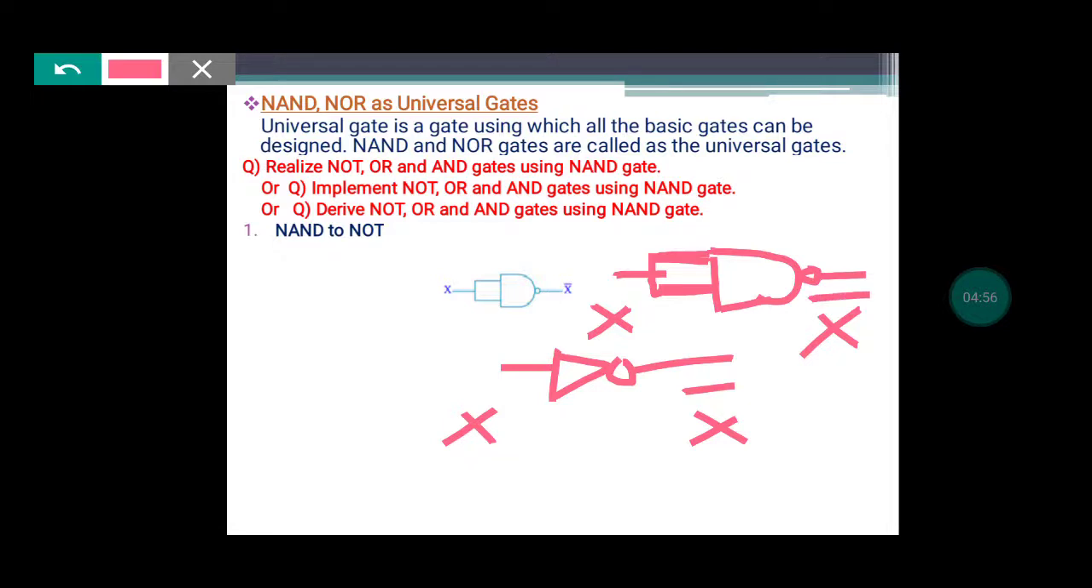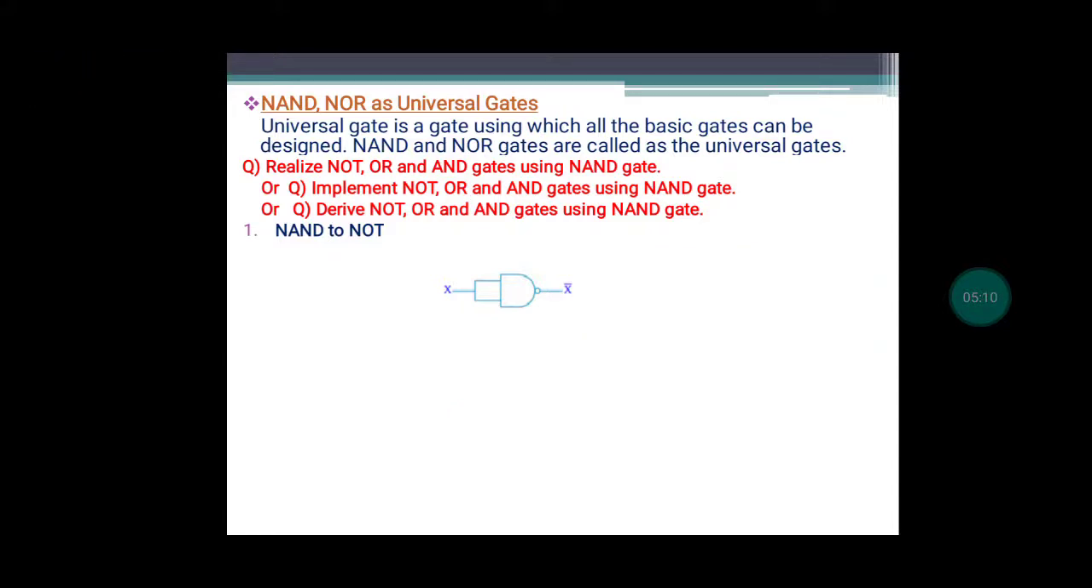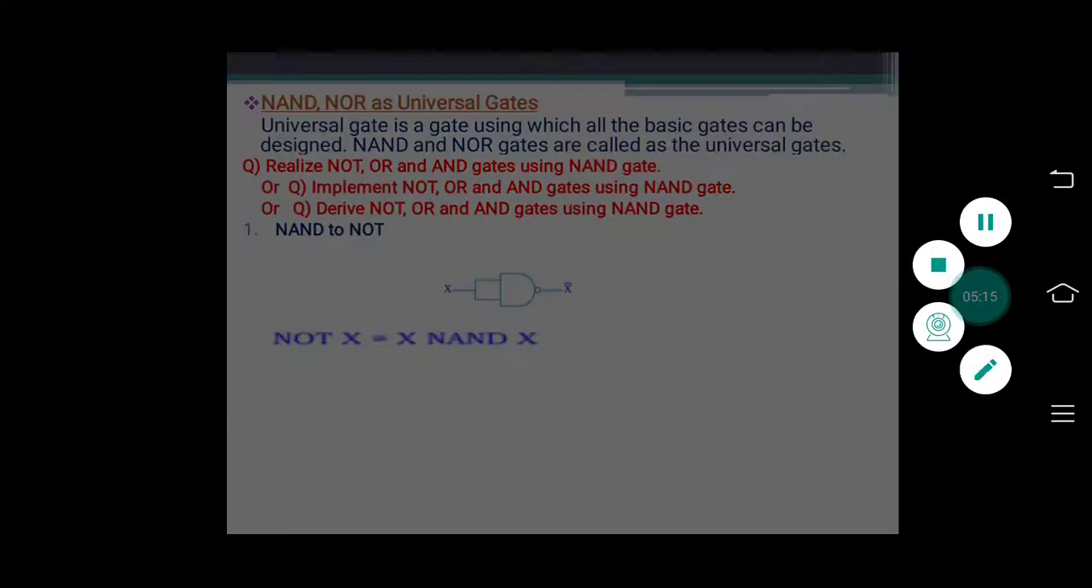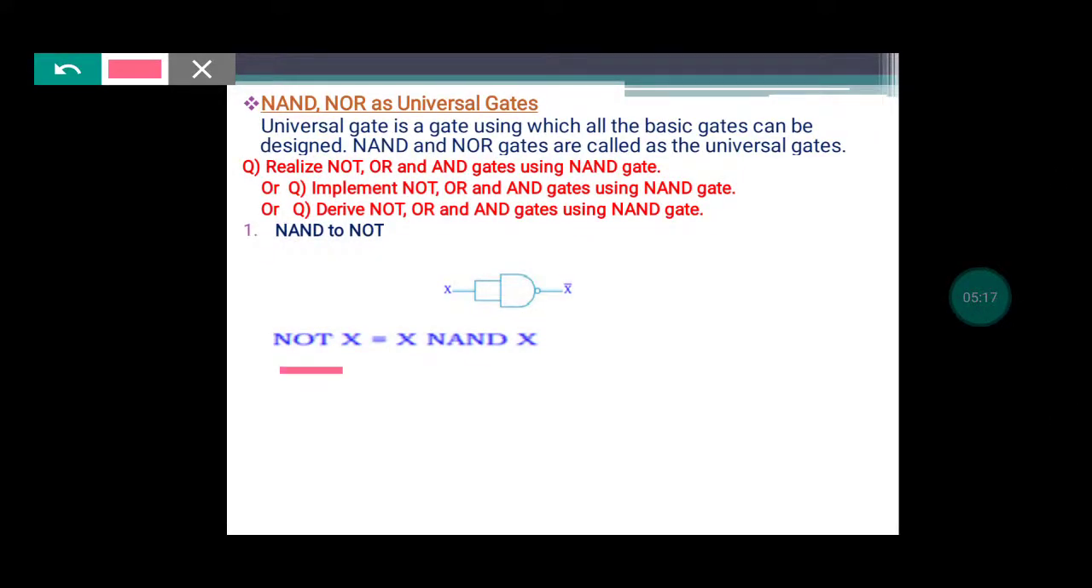Okay, so I want the output as X bar. So by doing like this, it will become a NAND gate. So here, we can derive a NOT gate using the NAND gate. Now we will see through the equations how we can design this. As I said, what we want to design is NOT of x. What is that NOT of x? It is nothing but x bar.